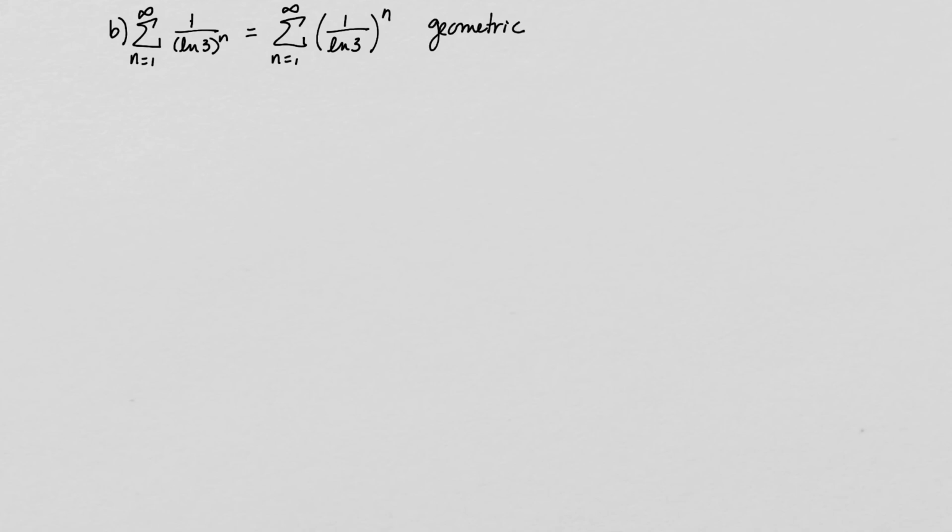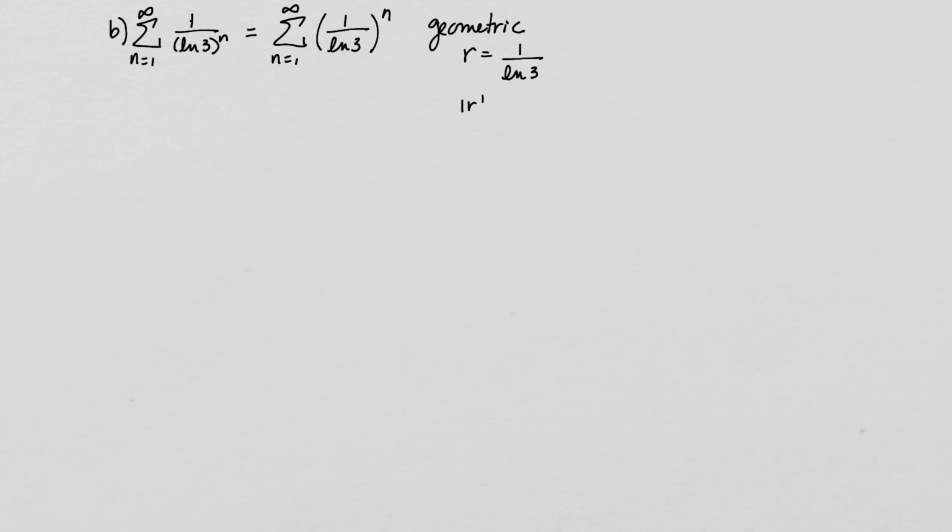So part B: the summation from n equals 1 to infinity of 1 over the natural log of 3 to the n. All right, so this is a geometric series. As soon as you see n as a power, especially if it's only showing up that one time and nothing else is going on like it is here, that's an indication that this is probably a geometric series. I could think of this as 1 over the natural log of 3, all raised to the nth power. So this is geometric, and our r is 1 over the natural log of 3.